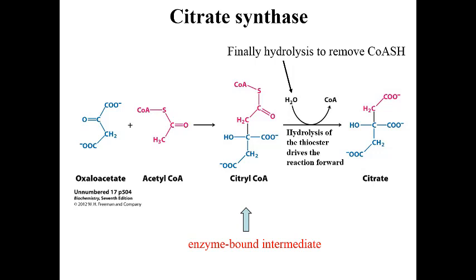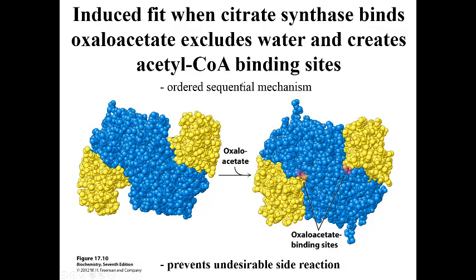Okay, the enzyme in us is a dimer, and it undergoes induced fit. And the induced fit, or the conformational change upon oxaloacetate binding, excludes water and arranges the active site residues such that acetyl-CoA can bind, so that the oxaloacetate can interact with the acetyl-CoA to generate the citryl-CoA before hydrolysis occurs.